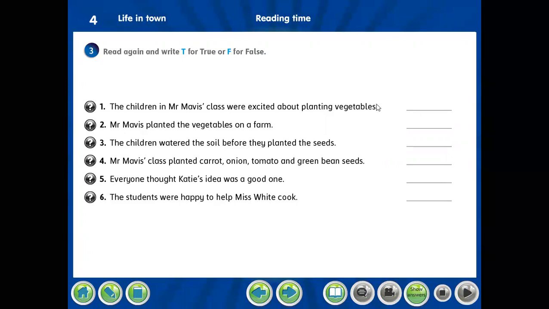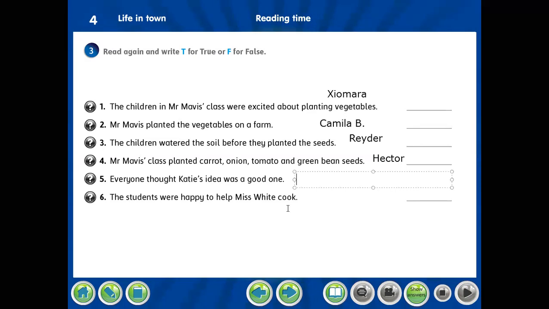Some students are going to participate here, okay? I'm going to write the names here. Complete, please, your books. Xiomara, you are going to help me with number 1, okay? So in your book, please, Xiomara, complete number 1. Camila, you number 2, okay? You tell me if it is true or false. Raider, please, you number 3. Hector, please, you number 4, okay? Luciana, you number 5.